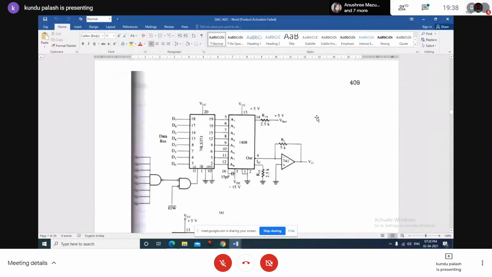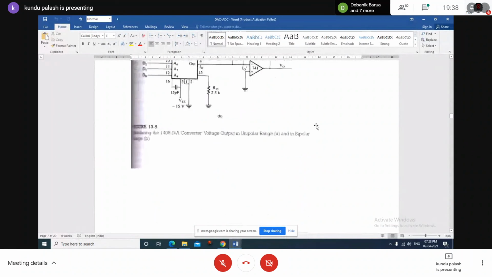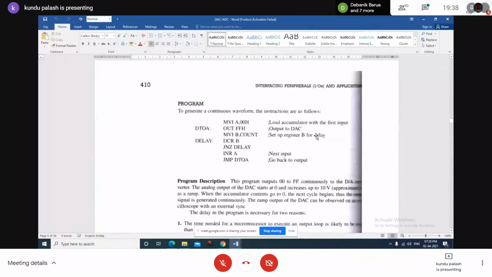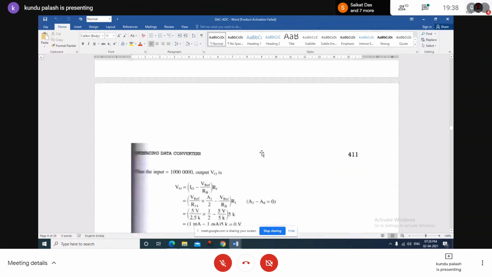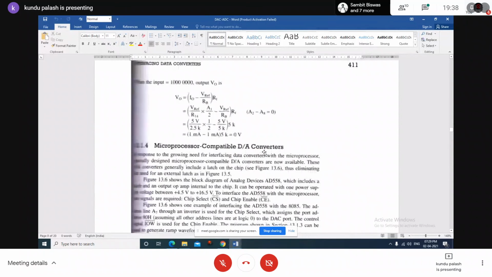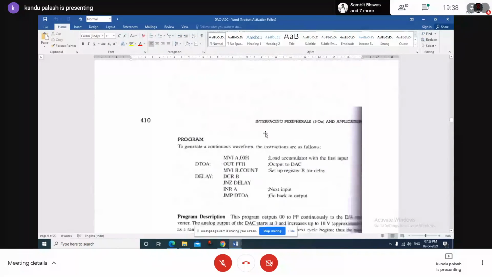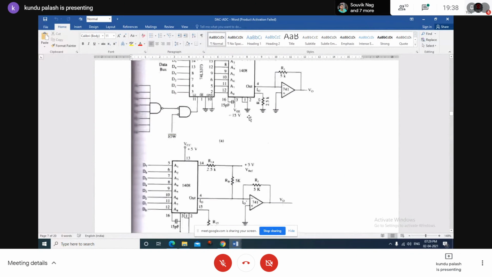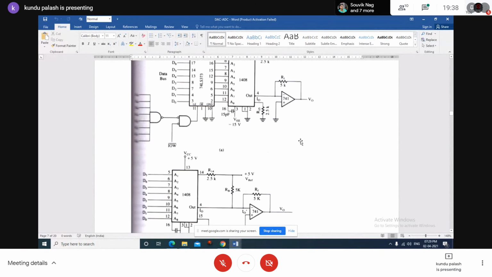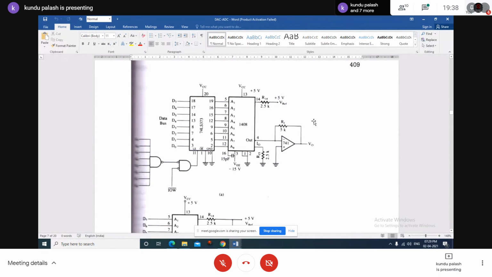The circuit diagram is like that. And this is the typical software code, which uses a timing delay routine, a delay subroutine, to generate the binary code so that the analog value will be produced by the DAC chip 1408. So these are the interfacing circuits for DAC.